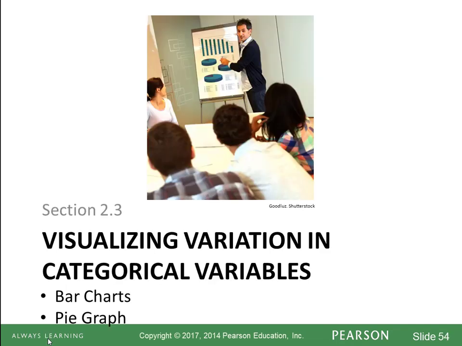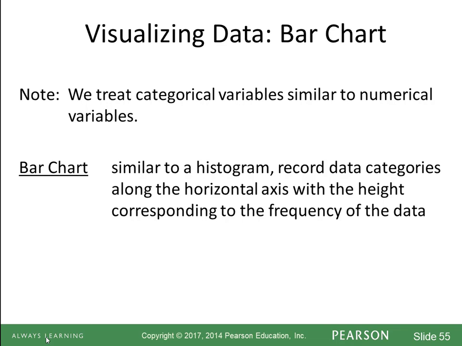So let's talk about categorical variables for a minute. How do we do categorical variables? Well, when we want to do a treatment similar to a histogram, we use a bar chart. And the thing that's different about a bar chart is the bars usually don't touch because the data is not continuous. We can put those data values in any order that we want.